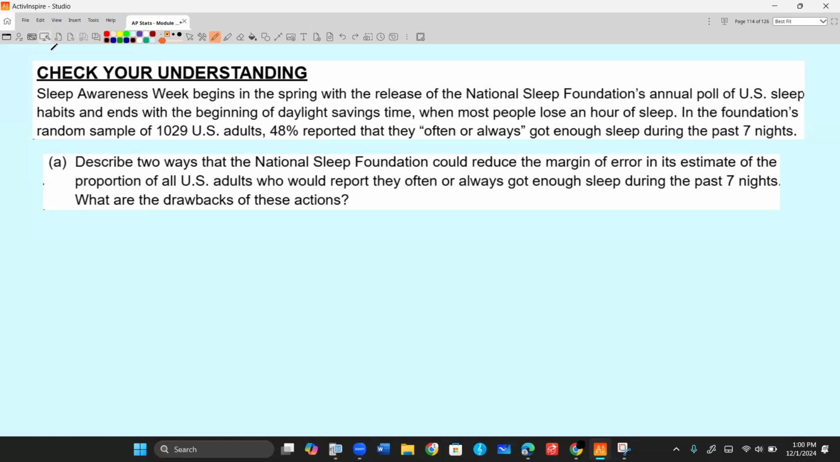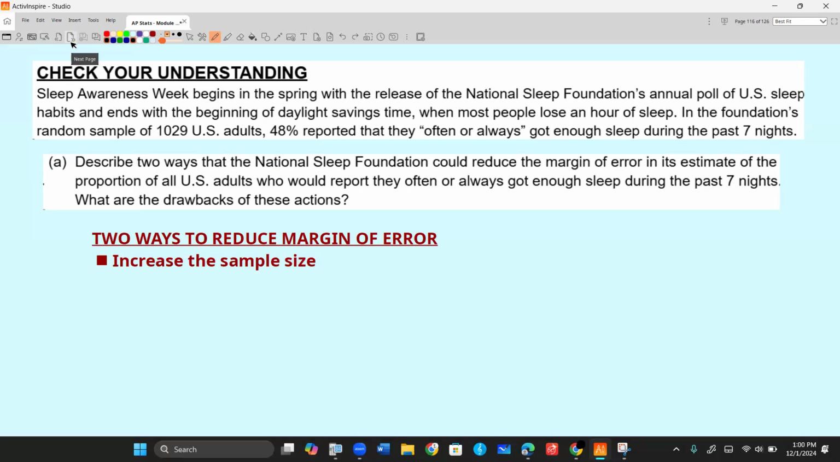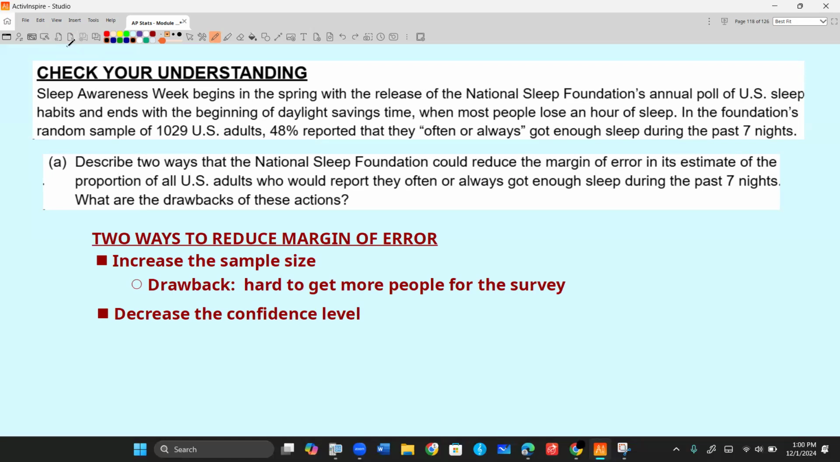So describe 2 ways the National Sleep Foundation could reduce the margin of error. Well, one way to reduce it is we're going to increase the sample size. Bigger sample size, lower margin of error. What's the drawback? It may be hard to get more people for the survey, so that's going to be a potential drawback. Another way to reduce the margin of error is to have a lower confidence level. Now, what's the drawback to that? You're not likely to capture the true proportion. So a lower confidence level will have a smaller margin of error, but might not be as likely to get the actual proportion.